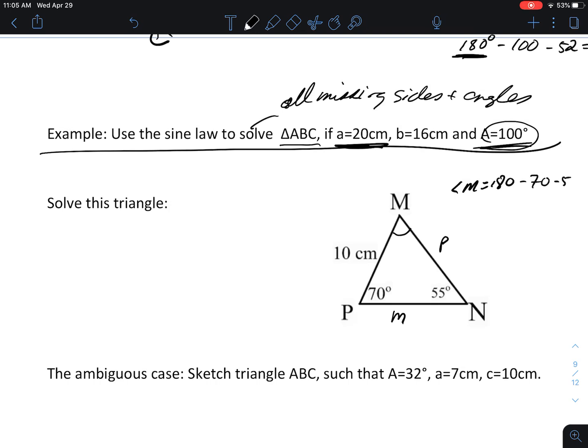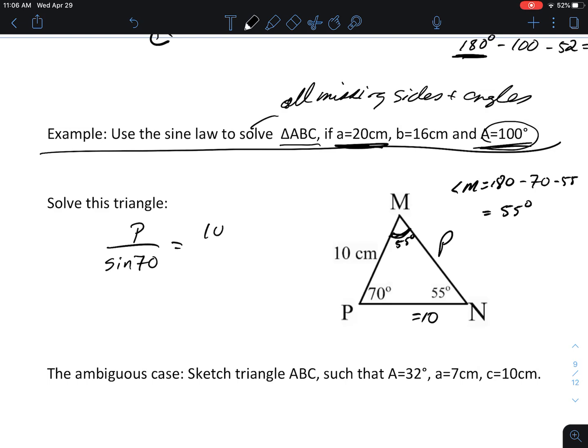Okay, so angle M is 180 minus 70 minus 55, and that gives me 55 degrees. So this is actually an isosceles triangle. So that means that M, right away, I know is going to be 10 as well. This angle opens up to that side and is 10. This angle measures the same and opens up here. That must also be 10. So that's a rule in isosceles triangles. Just going to clean this up a bit. There we go. So now I have that.